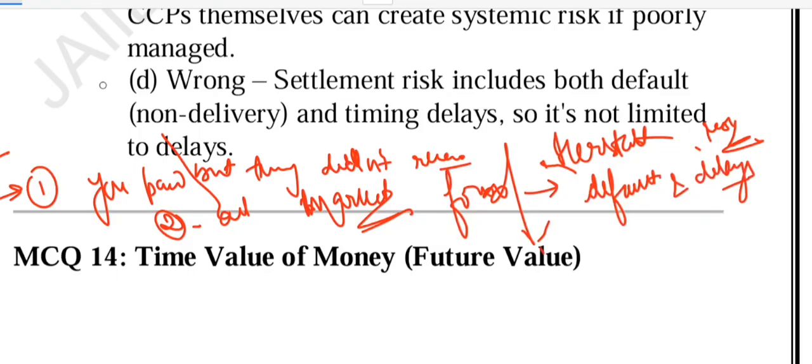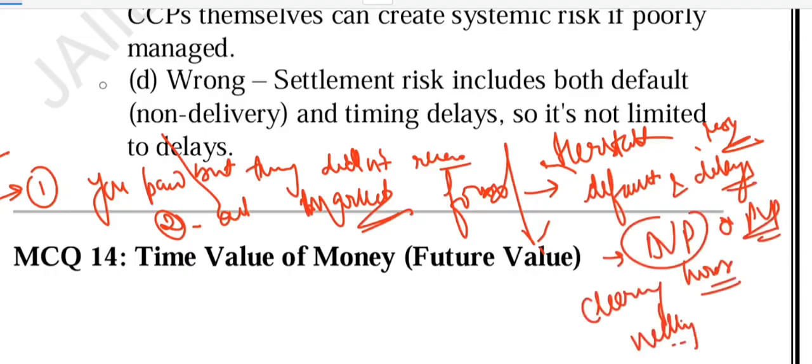And how to reduce it? It can be reduced by DVP or PVP, it can be reduced by clearinghouses, and it can be reduced by netting, but it is never fully gone. Now you see why banks and traders worry about settlement so much.